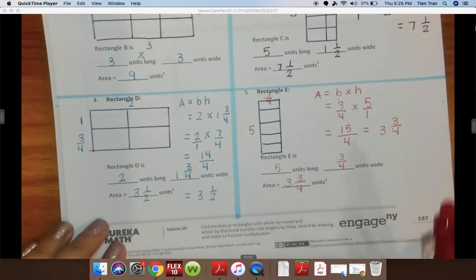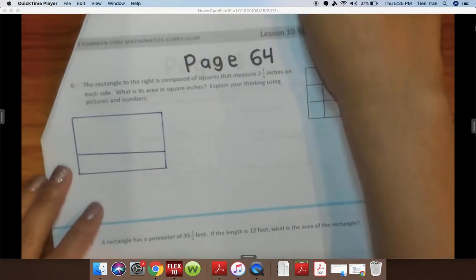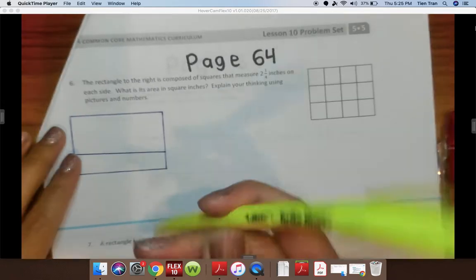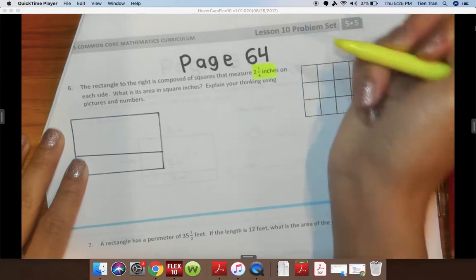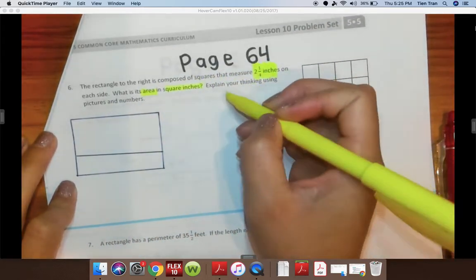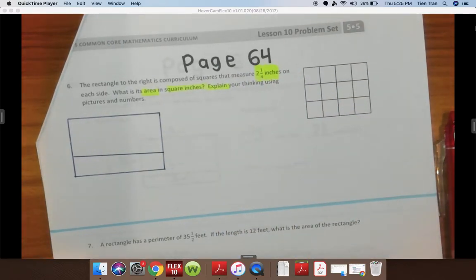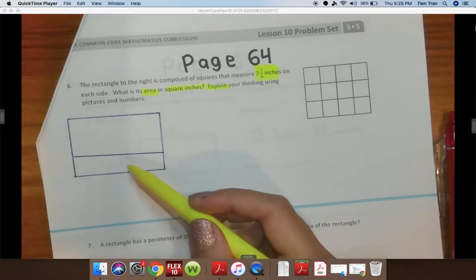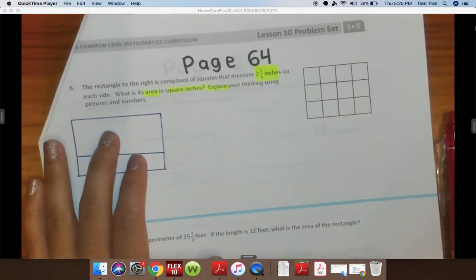Now, I'm going to turn the page, and I am on page 64. Page 64 says, the rectangle to the right is composed of squares that measure 2 and 1/4 inches on each side. What is the area in square inches? Explain your thinking using pictures and numbers. So I already started to draw my picture below right here. But they also want you to draw it on the side.